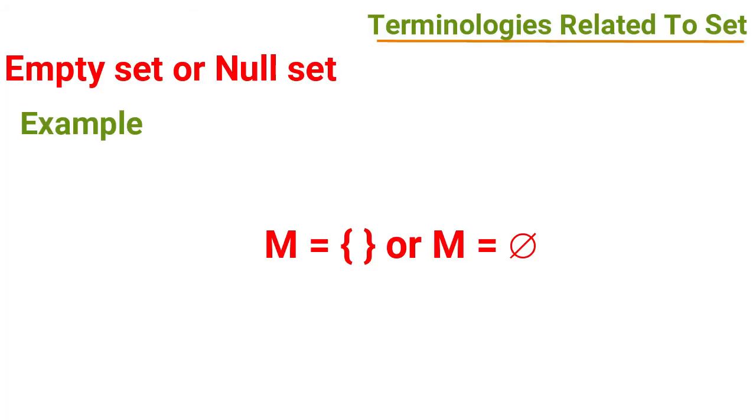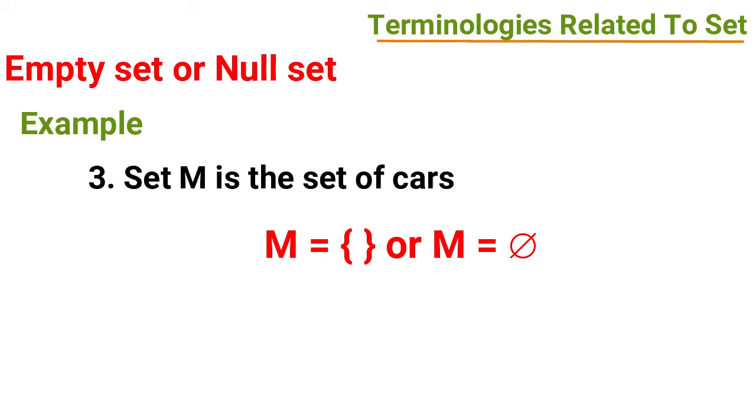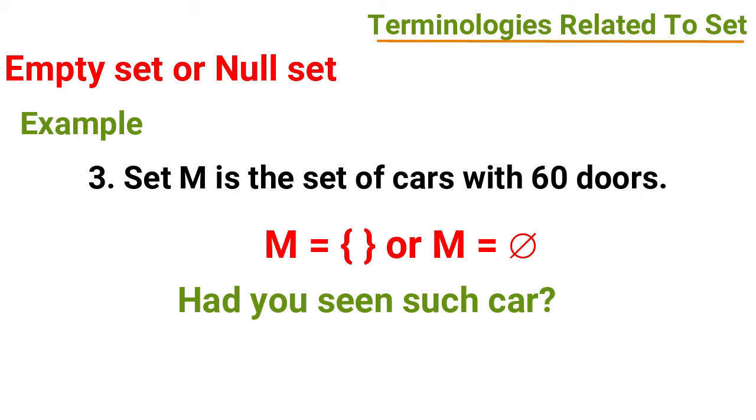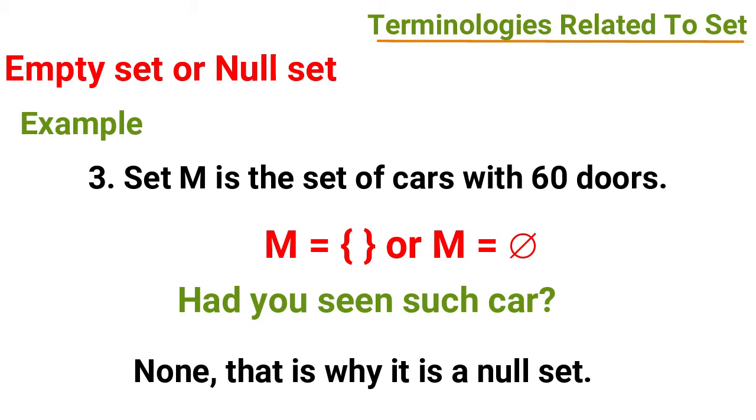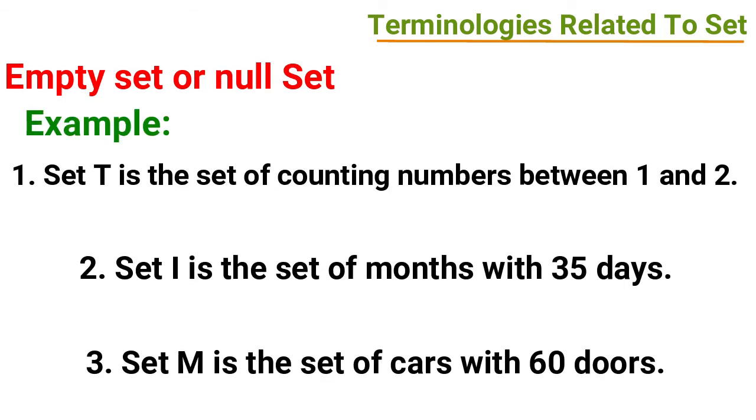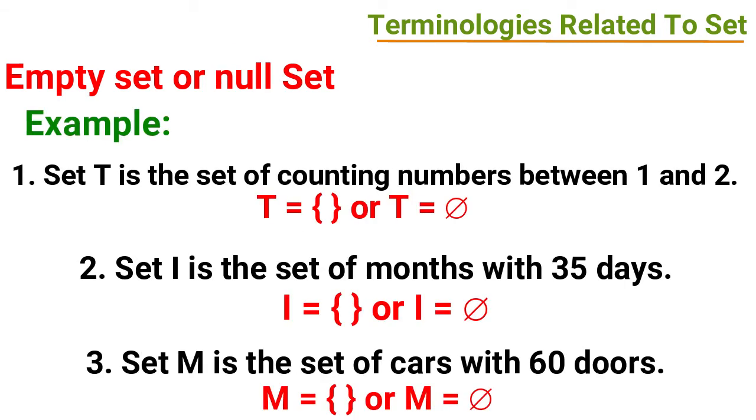The third set M is a set of cars with 60 doors. Had you seen such car? None. That is why it is a null set. As you can see in the examples, there is no element that will fit the descriptions. That is why there is no element in the sets.